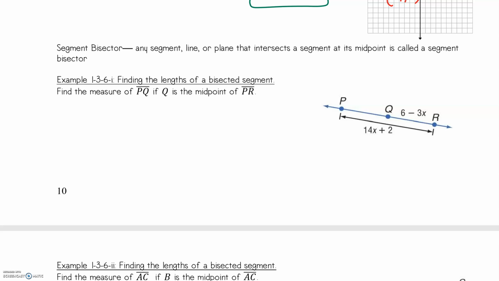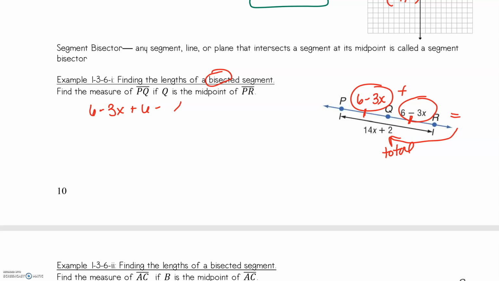So we use tick marks a lot of times, or if they give you the word bisect, or midpoint, you know this is going to be equal to this. So if they label one part, you know this part. And then you can do your segment addition that you learned in the previous lesson and take this plus this and set it equal to the total and then solve. So let's go ahead and see what that looks like set up. 6 minus 3x plus 6 minus 3x is equal to 14x plus 2.